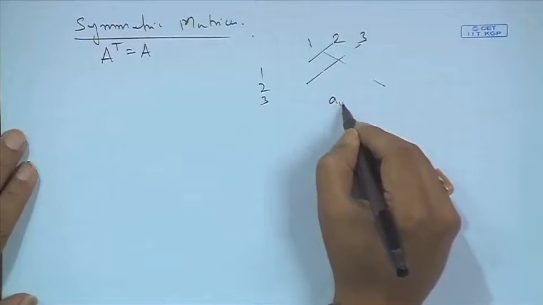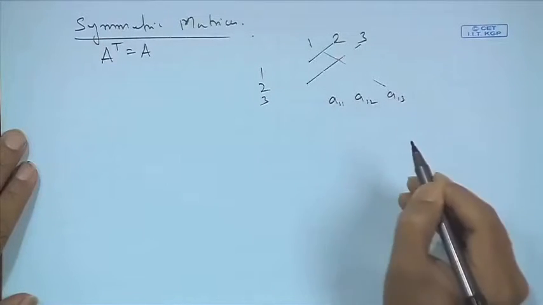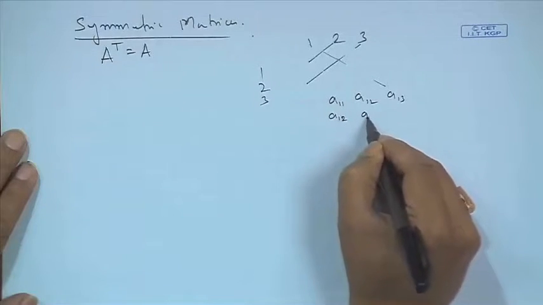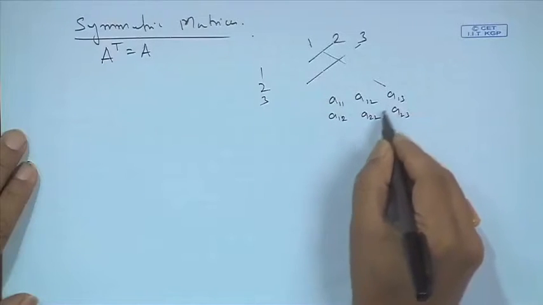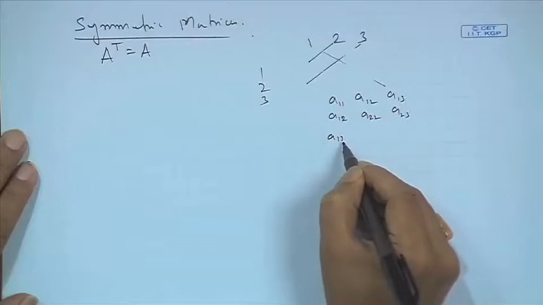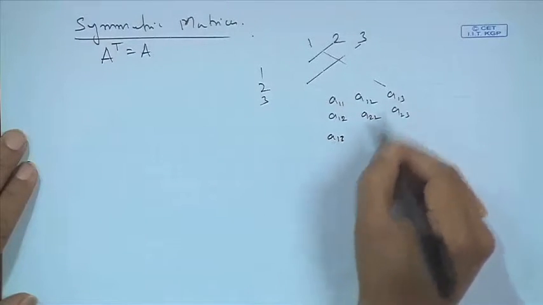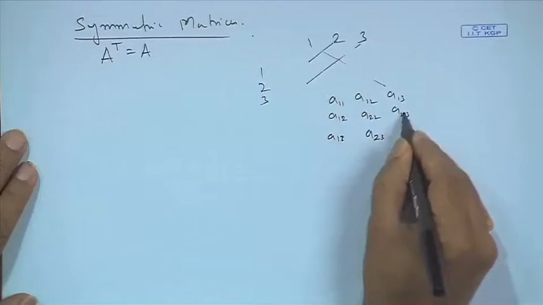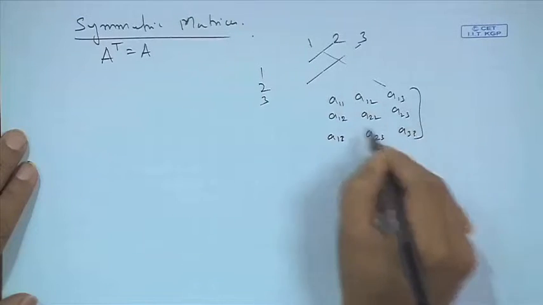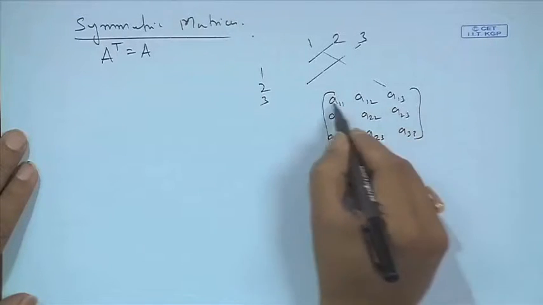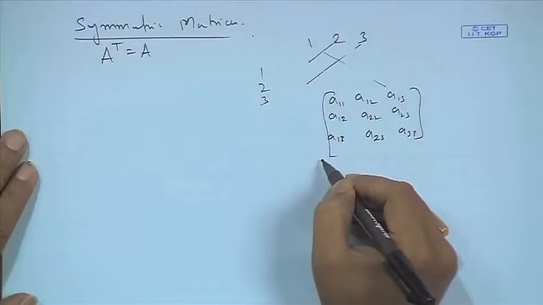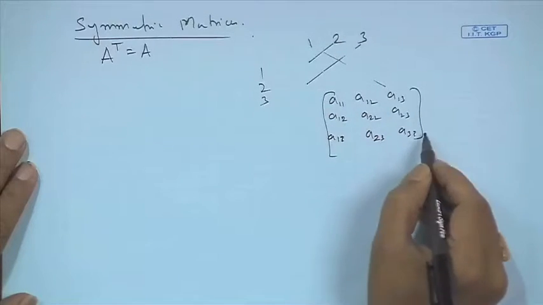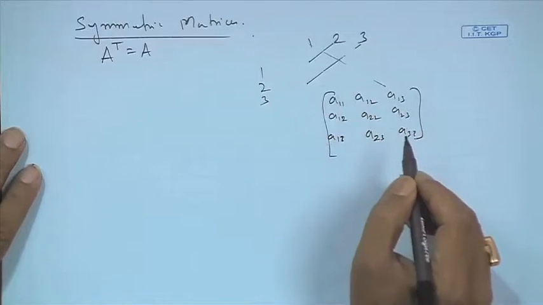So basically I can write A11, A12, A13, and I would also have this component A12, A22, A23, and again I should have A13. So basically A31 is the same as A13. A32 is the same as A23, and then A33. So this is a symmetric matrix, because if I transpose this, this row becomes this column, and this row becomes this column, this row becomes this column. So if you transpose this, it is the same as itself.